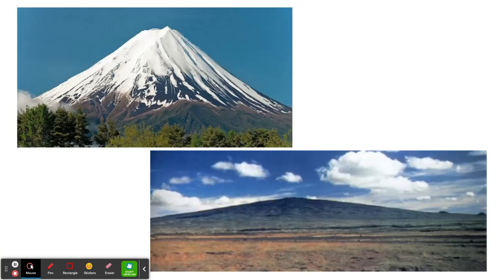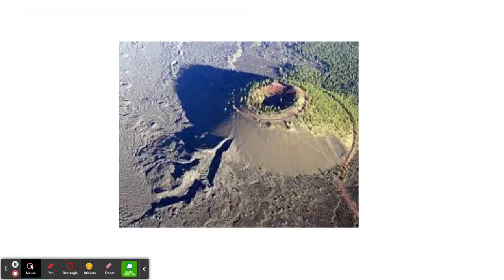Okay, take a look at these photos. See if you can determine what type of volcano you think you're looking at. The first one, did you guess a composite volcano? You can tell it's composite because of its much steeper sides compared to the lower photo, which is a shield volcano. You can tell it's a shield volcano based on its less steep sides. And then here we've got another photo of a cinder cone. Okay, from here you'll go on to complete an assignment about volcanoes.